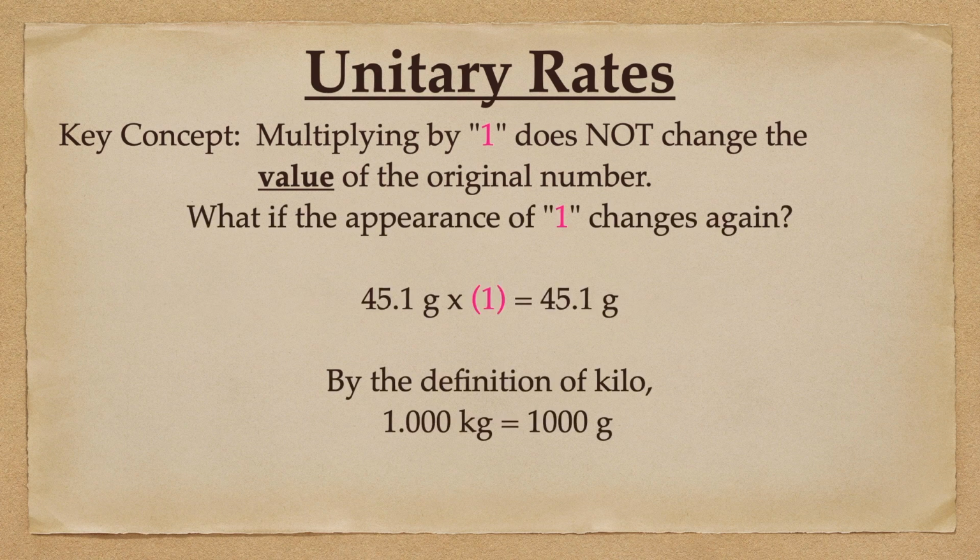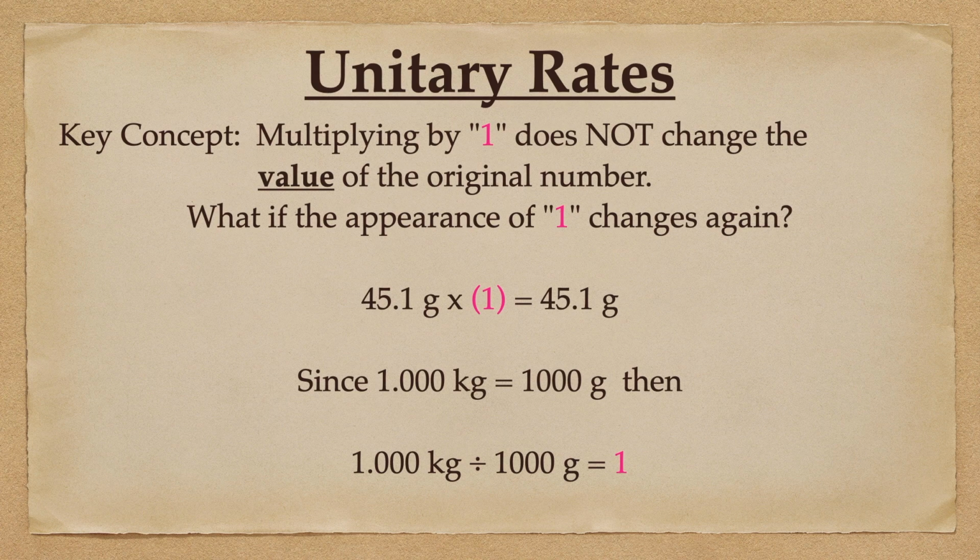But what if the number 1 changes appearances once again? Instead of 8 over 8, what if we use the definition of a kilo? 1 kilogram is defined by the metric prefix to be exactly 1,000 grams. Since 1 kilogram equals 1,000 grams, then 1 kilogram divided by 1,000 grams equals exactly 1.